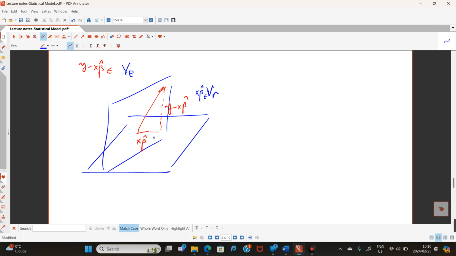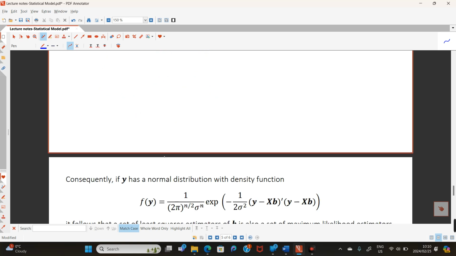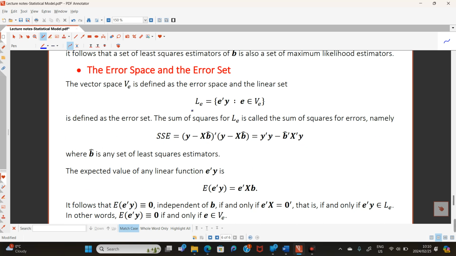And we discussed the dimension and degrees of freedom. Now here we go a little bit more and look at the linear sets. Suppose that you have the vector space V_E, or small v or capital E, and it's defined as the error space, and the linear set is defined in this way. Instead of c prime y, here I have a prime y, just to show that this is connected with the error. So this is actually the error set.